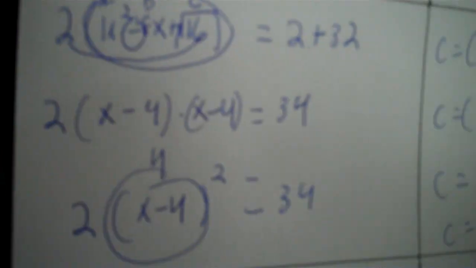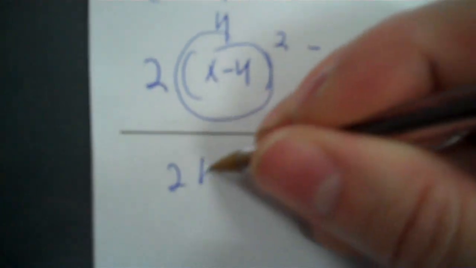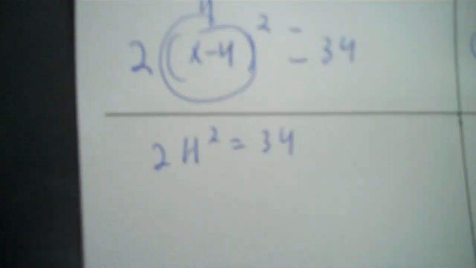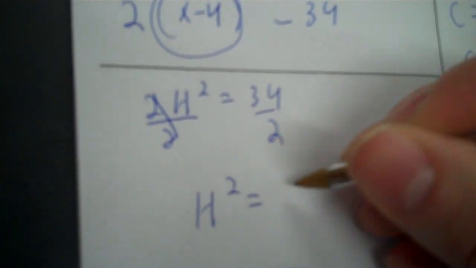So x minus 4 is the expression that we're going to replace with h. So up here I go x minus 4, x minus 4. Okay, so we got 2h to the second equals 34. Then we have to divide by 2 and then square root. 34 divided by 2 is 17. Now you find the square root of 17. Remember that could be positive or negative.